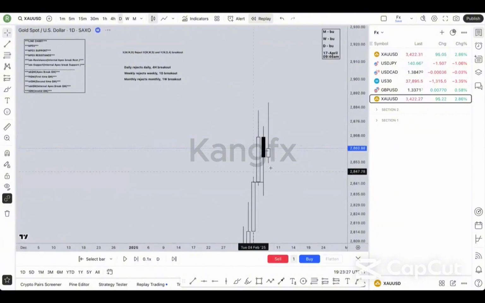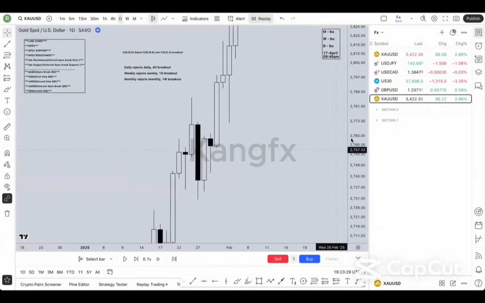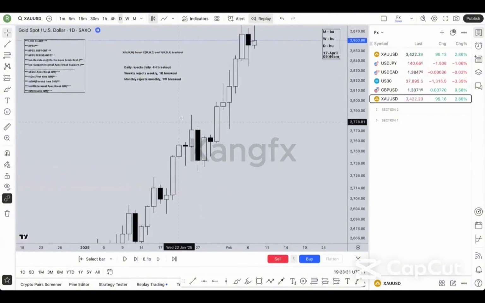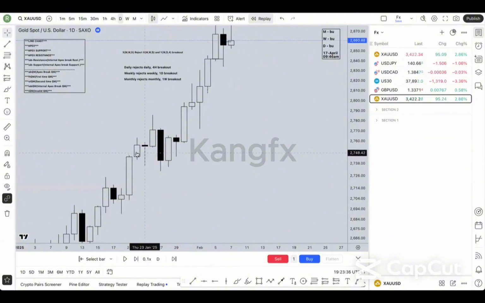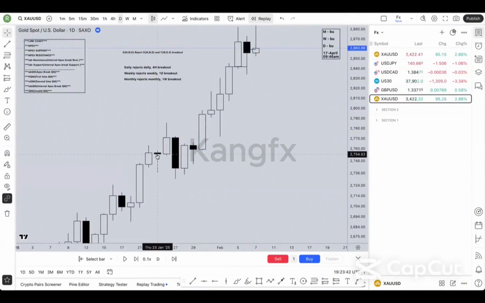Now let's try to look for a bearish storyline. We've seen this one. Okay, there was no rejection. And again, was there a rejection here? No, we didn't have. Okay, there was another rejection. Was there a rejection?